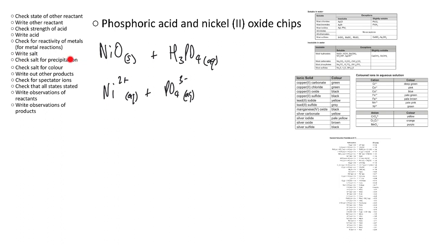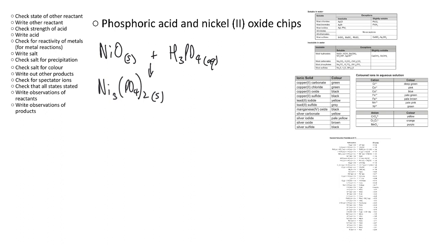Okay, so I wrote the salt out. We're going to check for precipitation. So phosphates, well, most of them are insoluble. Is nickel an exception? No, it is not. So this is wrong. I actually need to put that into a solid. So that's why I go back to what I wrote before, nickel 3 phosphate 2 solid, right? So there should be an arrow here somewhere. Okay, so that's the salt.